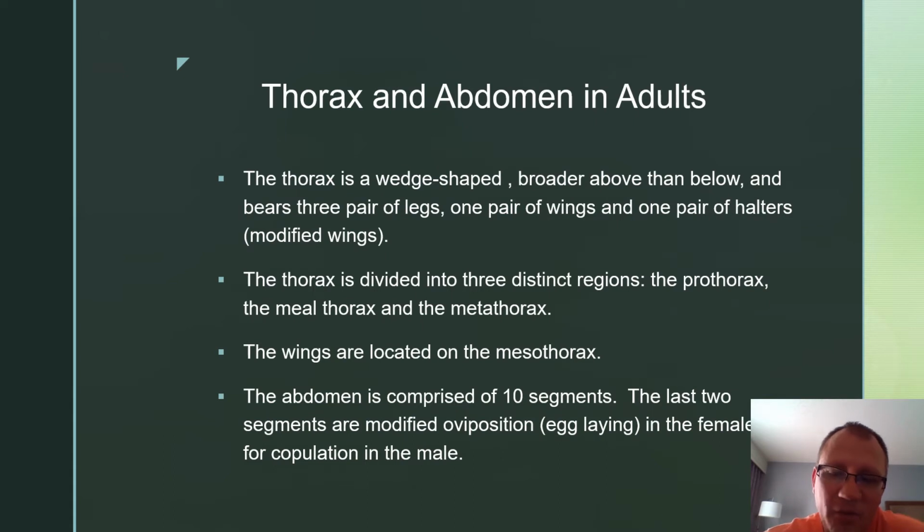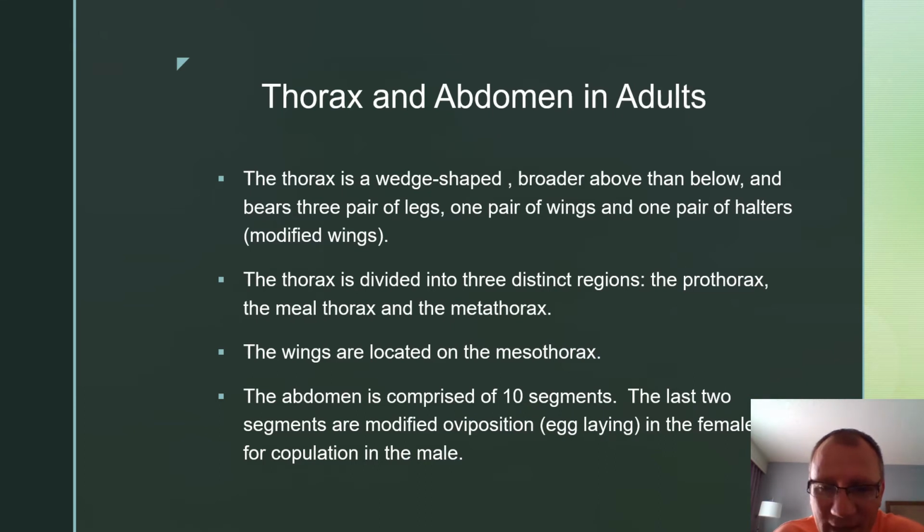This slide's about the thorax and abdomen in adult mosquitoes. The thorax is wedge shaped, broader above than below, and bears 3 pairs of legs, 1 pair of wings, and 1 pair of halteres or modified wings. The thorax is divided into 3 distinct regions: the prothorax, the mesothorax, and the metathorax. The wings are located on the mesothorax.